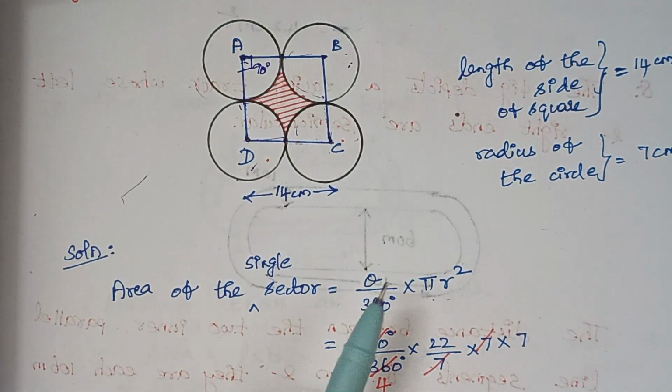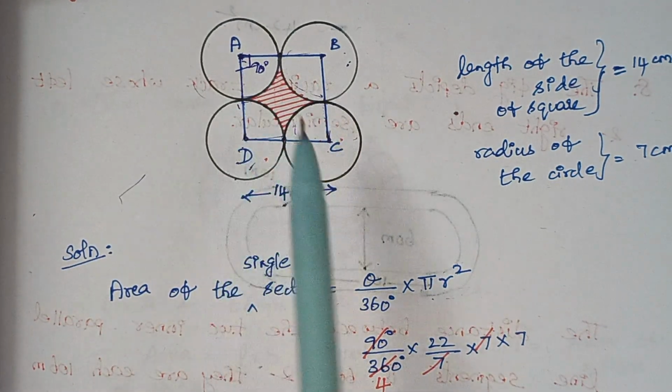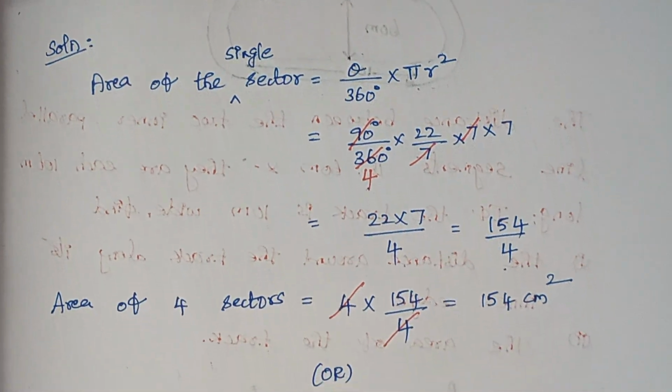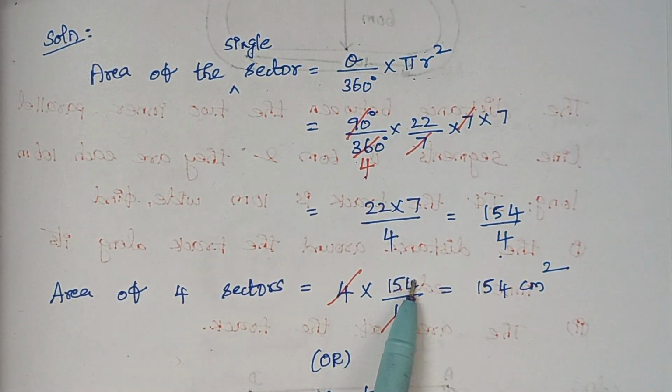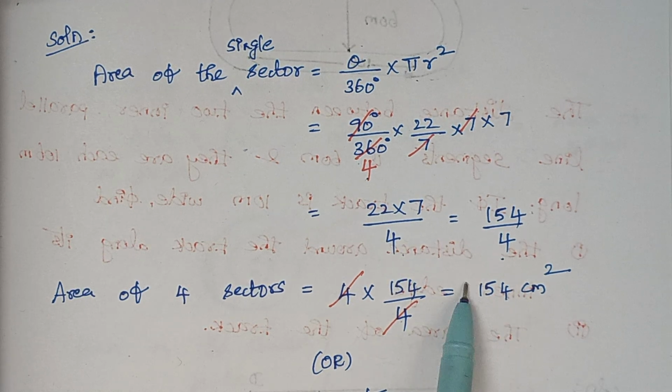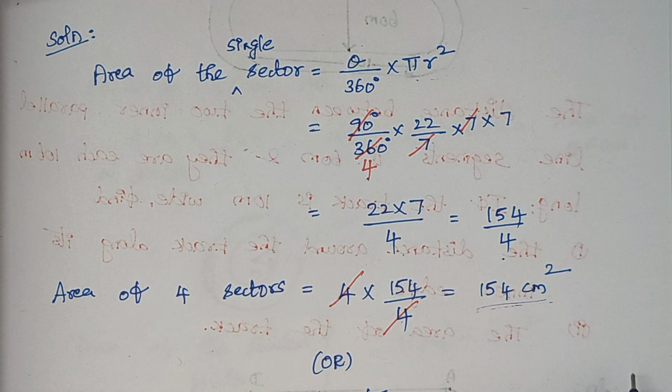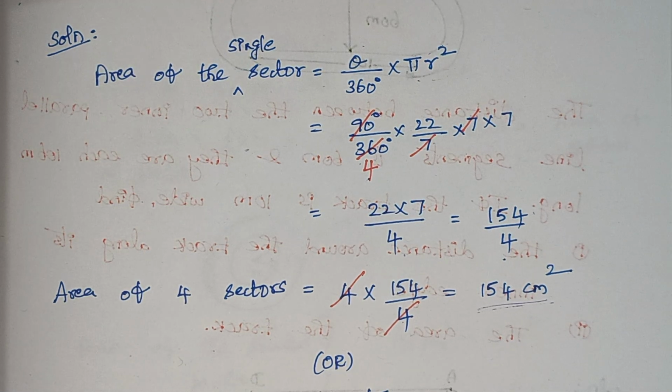How many sectors do we have? We have 4 sectors, so just multiply the answer by 4. So area of 4 sectors is equal to 4 times 154 by 4. This gives the answer as 154 centimeter square. This is one way of calculating the area of the 4 sectors.